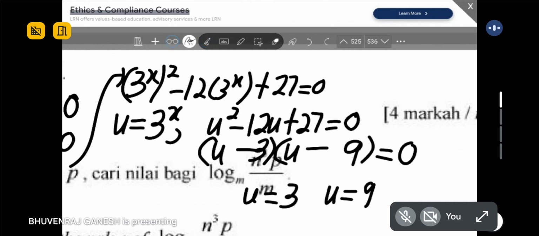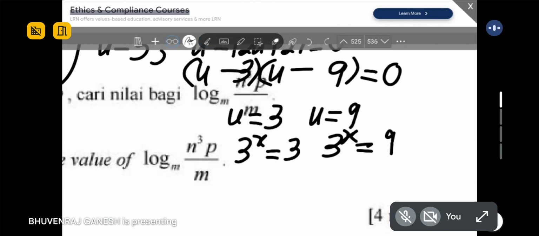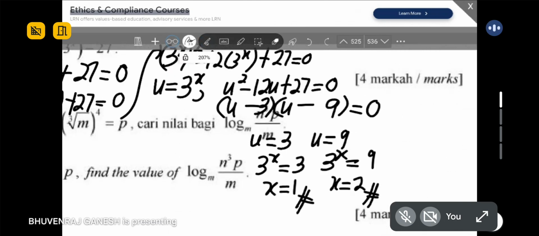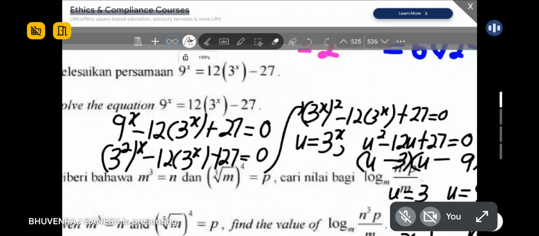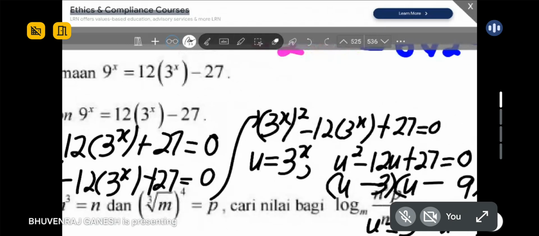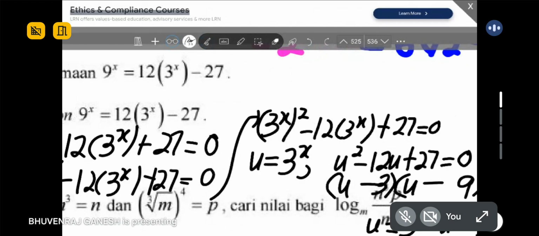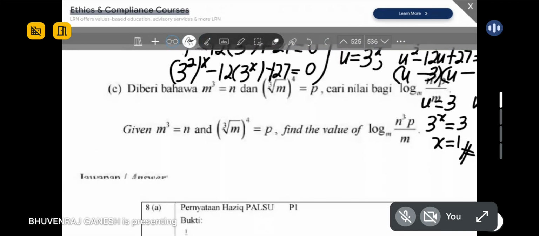But not yet final answer. Final answer, you must find x. So u is 3 power x equal to 3, and 3 power x equal to 9. So x is equal to 1, x is equal to 2. So there are 2 answers here, guys. Dua jawapan. Are you clear how to solve this kind of question? You see my method, guys? You can apply the method if you can form a similar shape in any question also. If you can get something like this, quadratic. Okay? Clear, guys? You guys so silent? Jelas, this question. Okay, so next one.